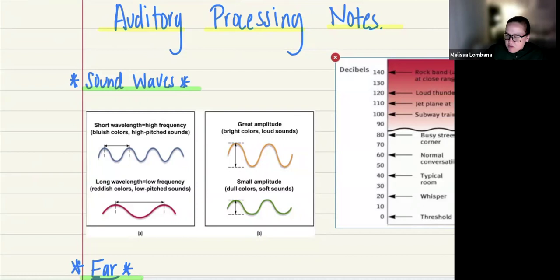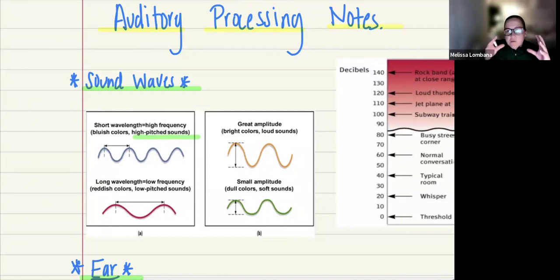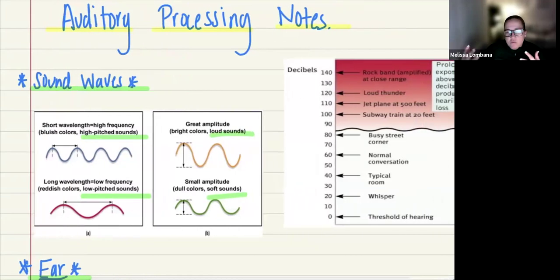So that's a high-pitched sound. And just for this one, you're going to draw the sound waves again, but now only focusing on the sound wave one. A long wavelength is going to be a low-pitched sound, great amplitude means loud sounds, and small amplitude means soft sounds, okay? The way we measure sound waves is by decibels. That's how we measure it.